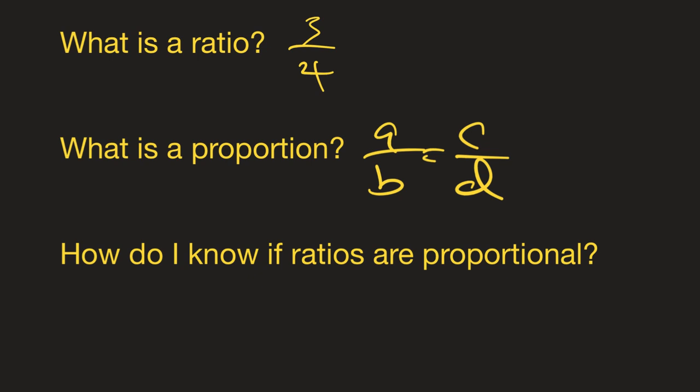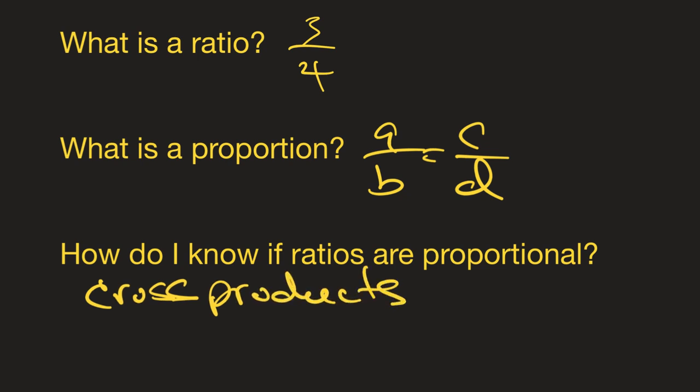Okay? Third question, and I think this question was on your warm-up today. How do I know if ratios are proportional? It's going to be about cross products, okay? Their cross products are equal. What does product mean? Multiply, okay? So when we talk about cross products, we are talking about cross multiplying.